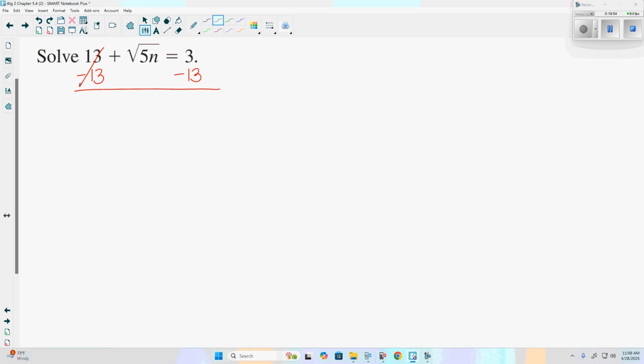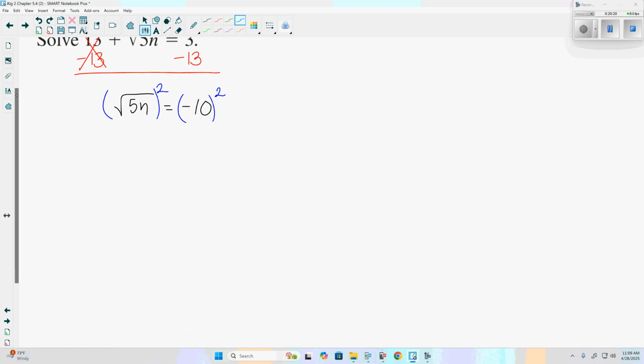On the left-hand side, we're going to be left with the square root of 5n. On the right-hand side, 3 minus 13 is going to be negative 10. So now is the radical by itself? Yes. So now we need to put both sides to the nth power, and in this case, we're going to square. Now on the left-hand side, the square root and square would cancel, telling us that 5n is equal to negative 10 squared. Negative 10 times negative 10 is 100.